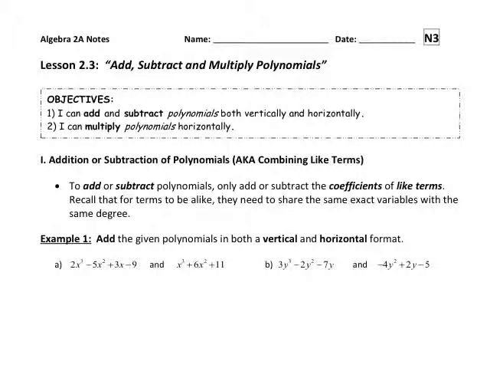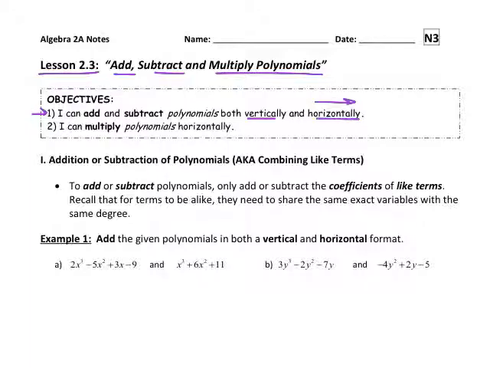This is the instructional video for lesson 2.3. In this lesson we are going to add, subtract, and multiply polynomials. So the objectives, as you can see here: I can add and subtract polynomials both vertically and horizontally.